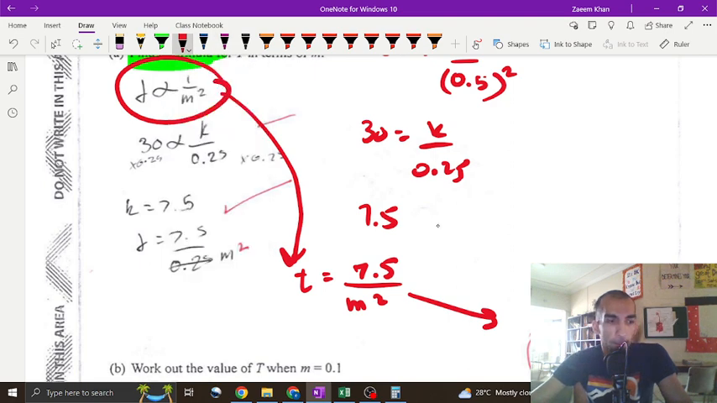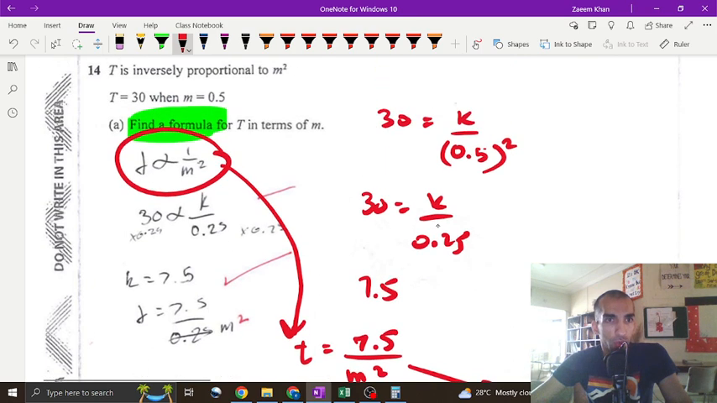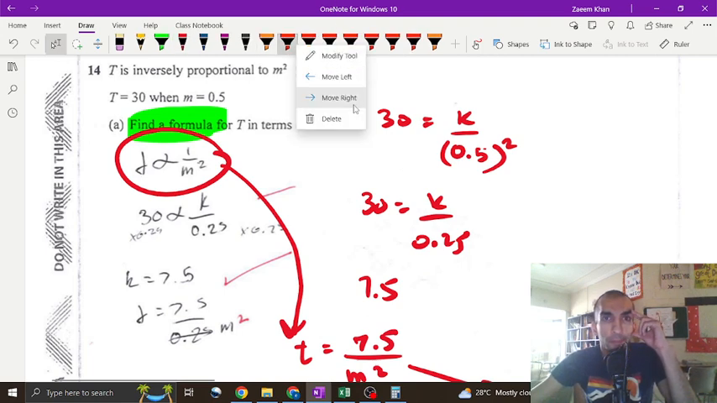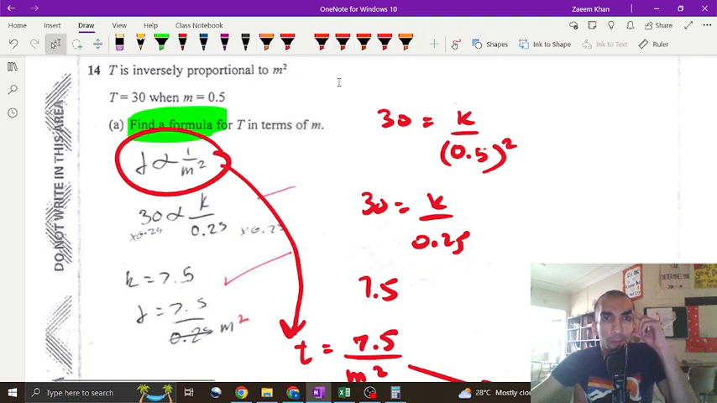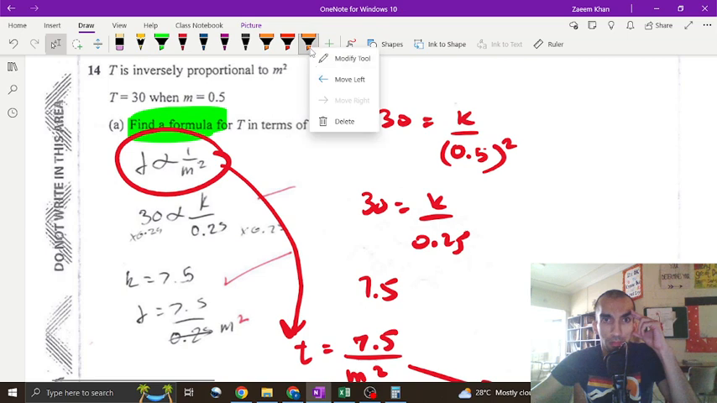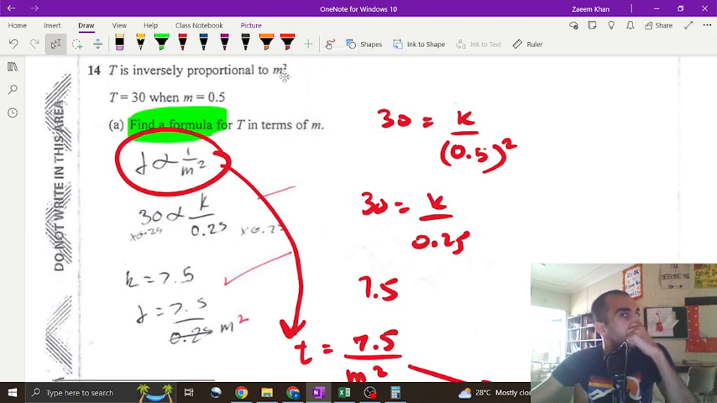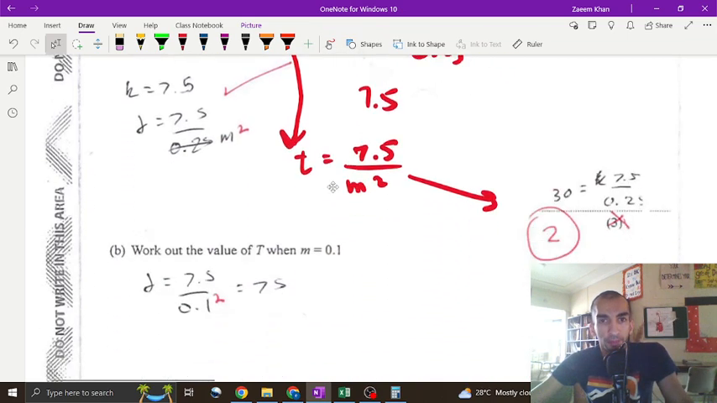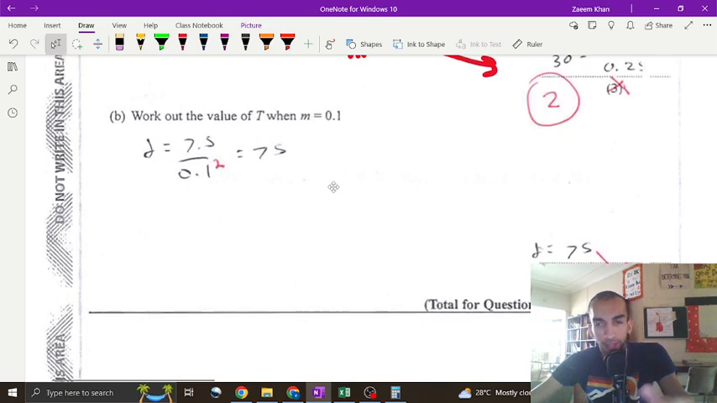Wait, so which question is this? This is question number 14, part c. Yeah, I wrote it down. Can you read this out? Work out the value of t when m equals 0.1.